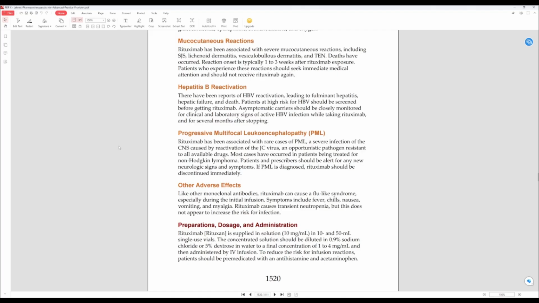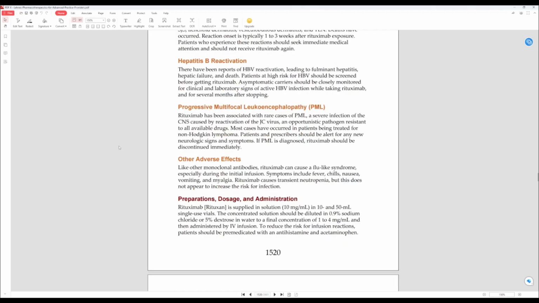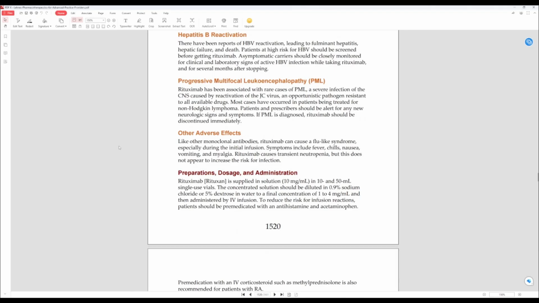months after stopping. Progressive multifocal leukoencephalopathy, also known as PML. Rituximab has been associated with rare cases of PML, a severe infection of the CNS caused by the reactivation of the JC virus, an opportunistic pathogen resistant to all available drugs. Most cases have occurred in patients being treated for non-Hodgkin's lymphoma.